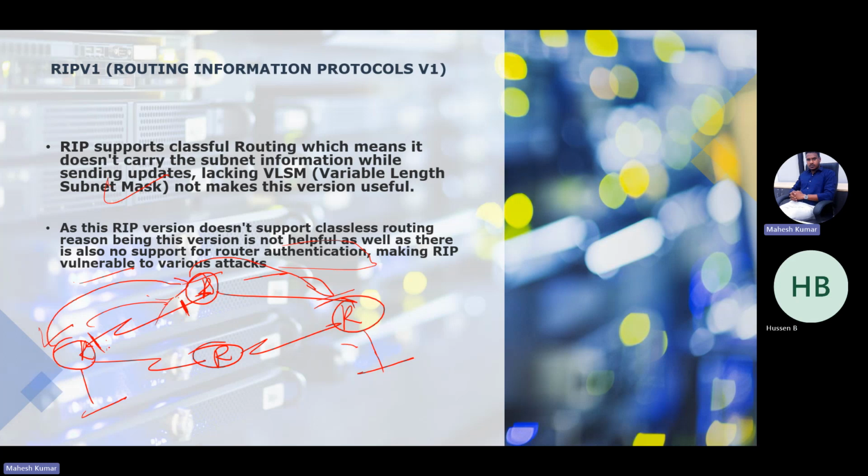Because both have the same parameters, before receiving each other's packets they will send their security parameters. If it is matched, then it will update their routing table. If it is not matched, then they will drop the packet. Yes, sir. Okay.